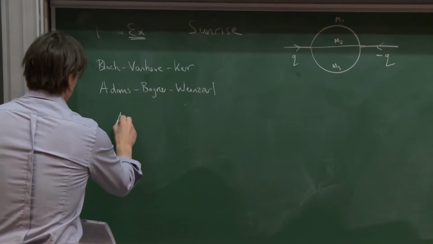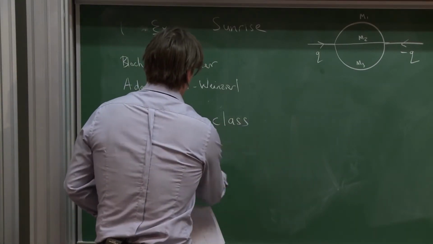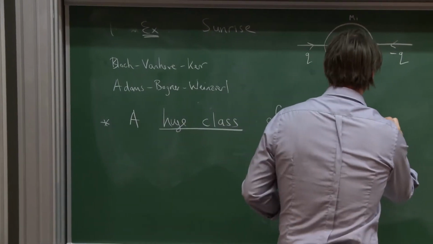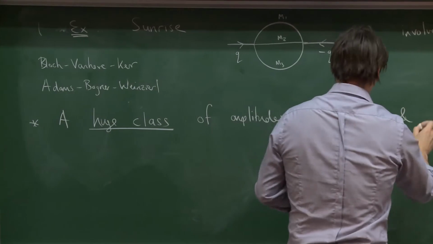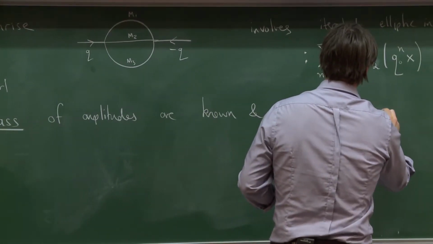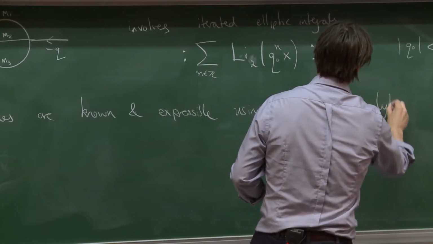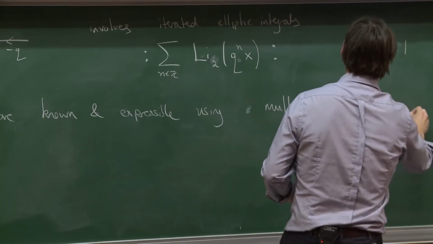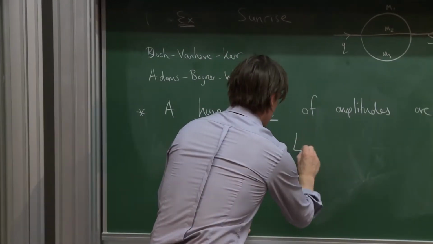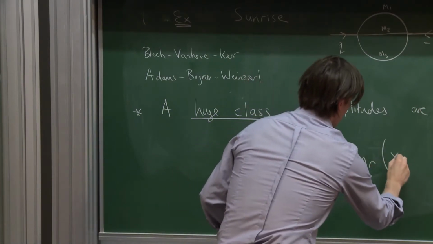Next, this is the first difficult case. A huge class of amplitudes are known and are expressible using a finite class of functions called multiple polylogarithms, about which I think we'll hear a lot more this afternoon. So part of my job is to set up the afternoon speakers. So here's the definition of the multiple polylogarithm, a generalization of the dilogarithm.